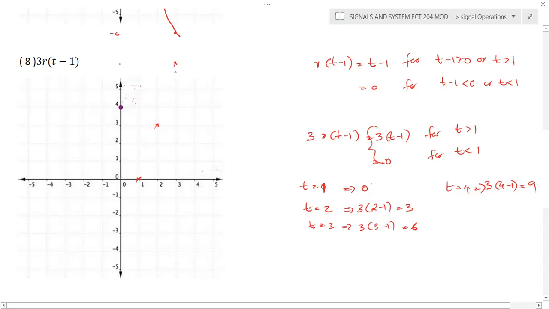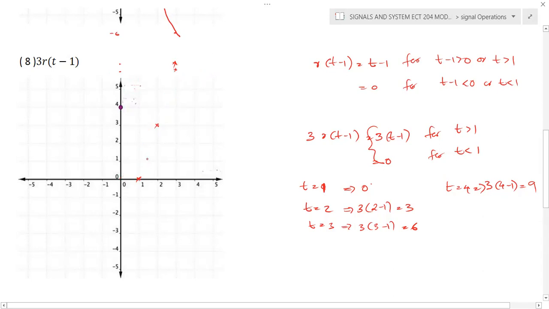So you need to plot, okay, let it be here. This is 6, assume that. So we'll get a line like this. Okay, it's actually a straight line with slope 3. Okay, sorry, I made some mistake.